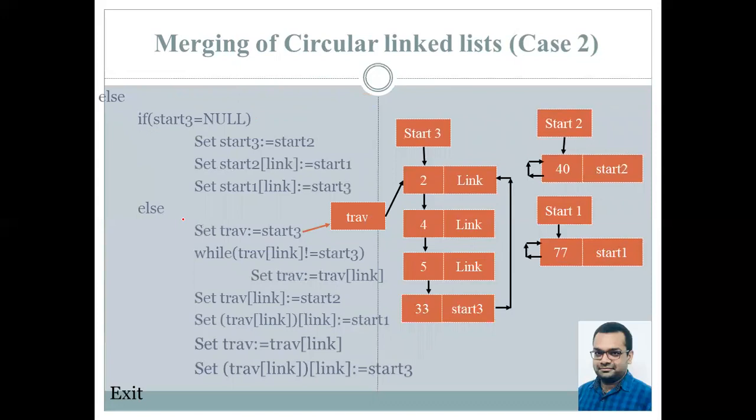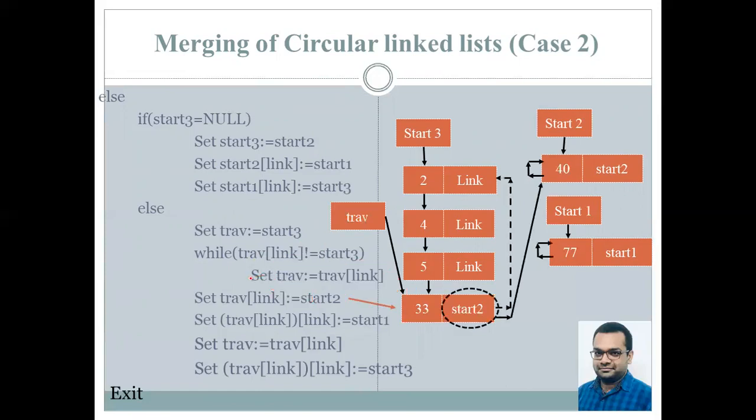We initialize traversal with the value of the start3, that is the address of the first node in the merge linked list. We'll keep on incrementing and we'll check till the time traversal link is not equal to start3, that is we don't reach the last node. So we keep on incrementing the value of traversal till we reach the last node. Upon reaching this last node, this not equal to condition will become false, and therefore the control exits out of this while loop and this statement will no longer be executed.